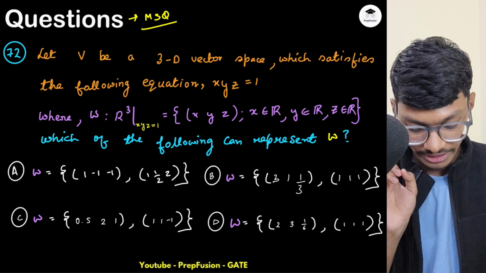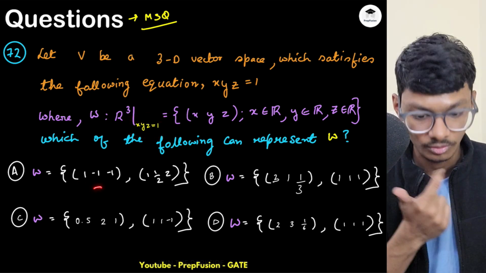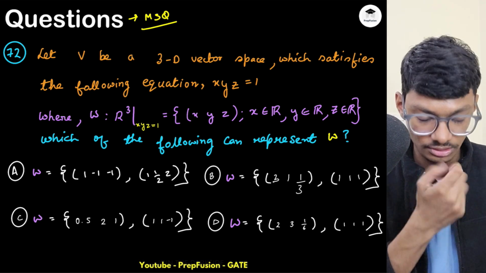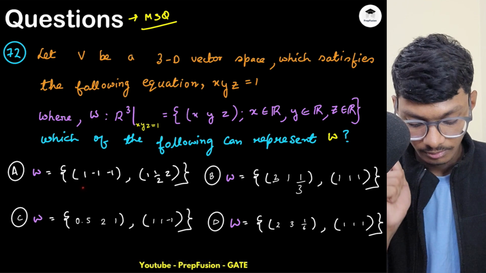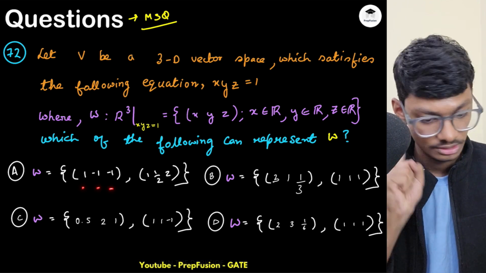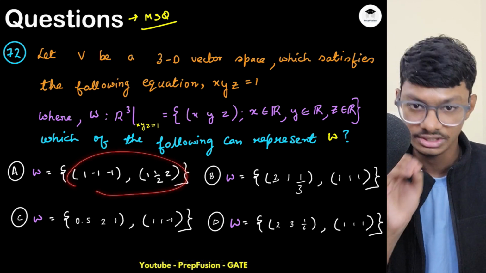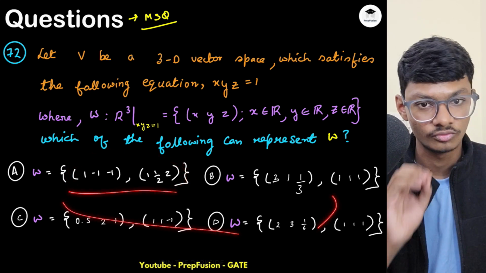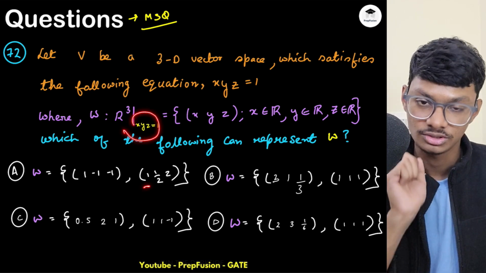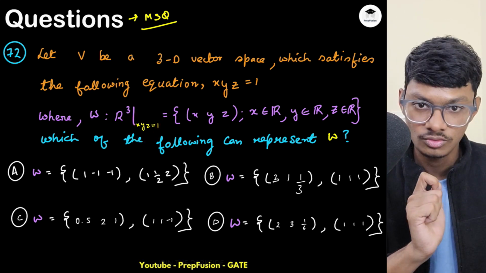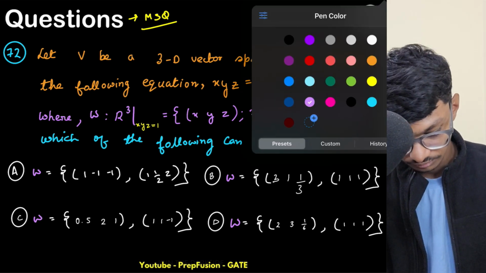Let's see. They have to satisfy this condition, xyz equals 1. So I have to multiply the x component, y component, and z component, and the product of these three should yield 1. So 1 times minus 1 times minus 1 is 1, satisfying. The first vector is satisfying. Obviously, all of these are 3D vectors and all of them are real, so we don't have to check those again. We will just check this condition. Now the second vector: 1 times 1/2 times 2 is also 1. So this is correct.